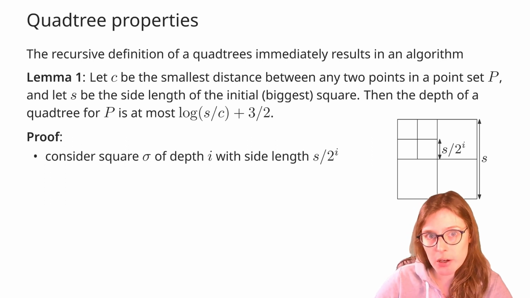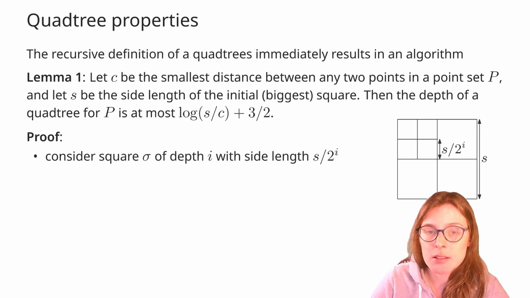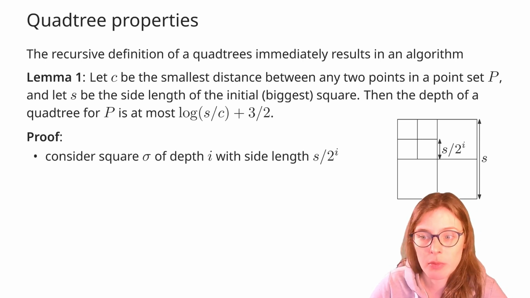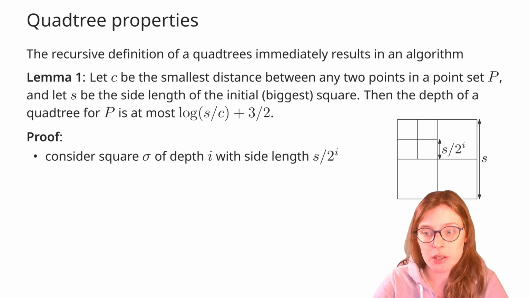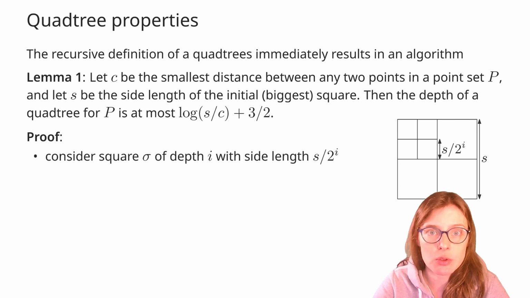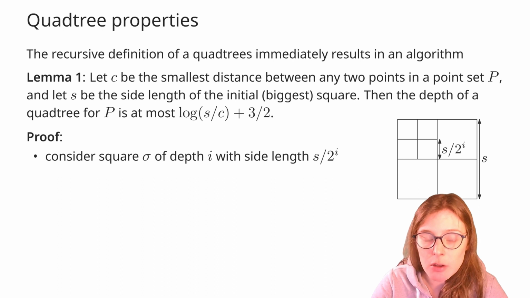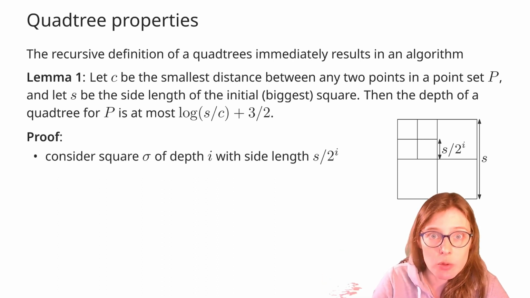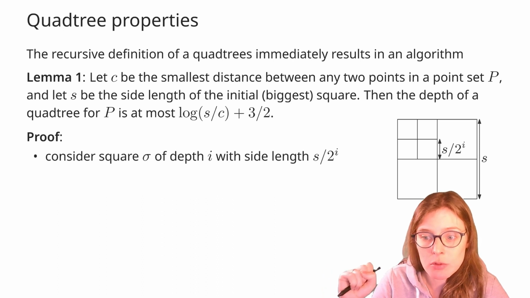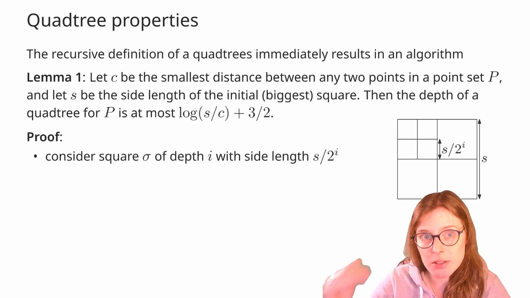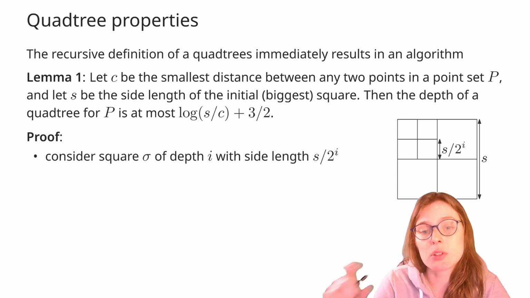If there is a square at level i, its side length will be s divided by 2 to the i. At the 0th level, the length of the square is s, so this corresponds to s divided by 2 to the power of 0. At the first level of the tree, we split the square into 4, so the side of each square is s over 2. At each next level, we subdivide the squares into 4, meaning that we reduce the side of the square by 2.